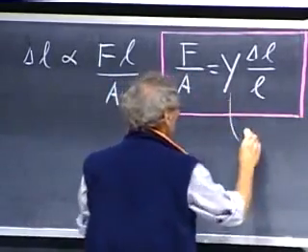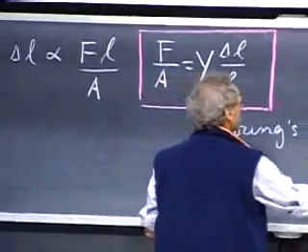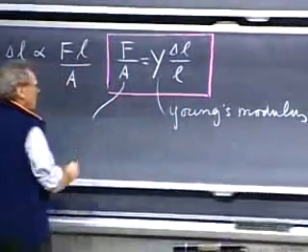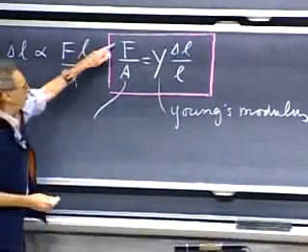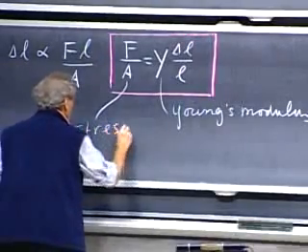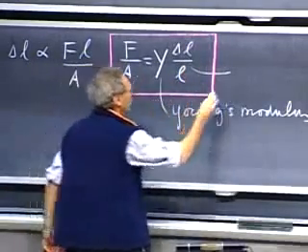So this is Young's modulus. F over A, which has the dimension of pressure, force per unit area, is what we call stress. And delta L over L, which is dimensionless, we call that strain.